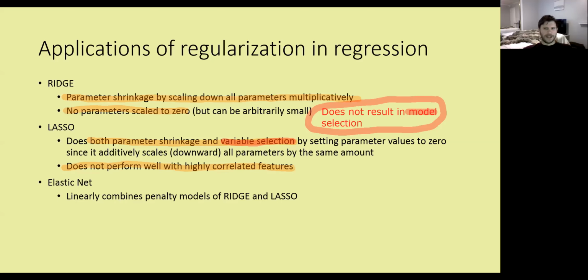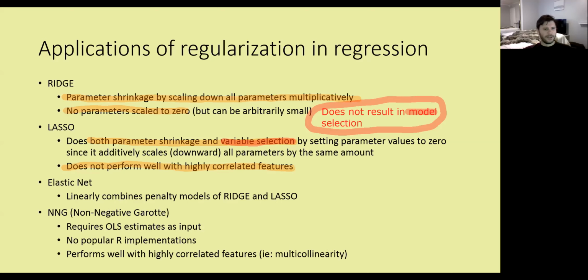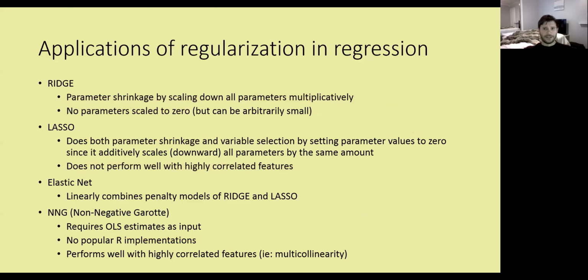There's another model, not as popular, known as the non-negative garrote method, which actually requires the OLS estimators as input. So there's kind of another layer of estimation you need there. A couple stages, you need OLS first. There aren't really popular R implementations as far as I'm aware of, but that tends to change over time as the nature of open source packages and their availability changes. But unlike lasso, the NNG performs pretty well if you do have highly correlated features. So that kind of wraps up our discussion of regularization, our restriction on our hypothesis set. We're going to talk about validation in the next series.